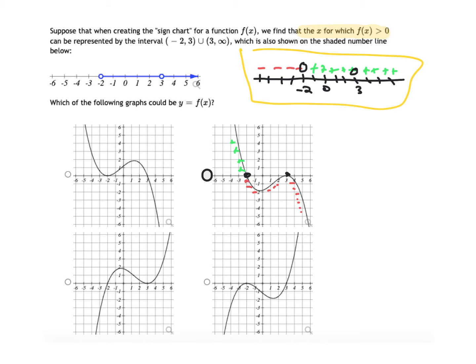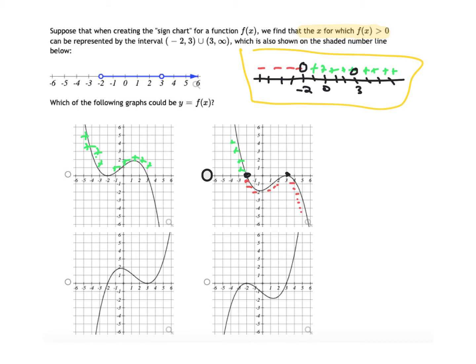So that does not look like this. This is supposed to be negative, 0, positive, 0, positive. This is completely backwards. It looks like maybe this one. Again, I can just label. So here I'm above the axis, I'm above, I'm above. So my y-coordinates are positive all through there.